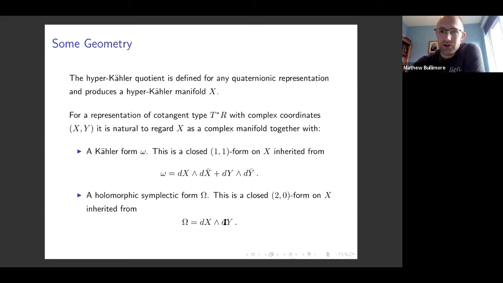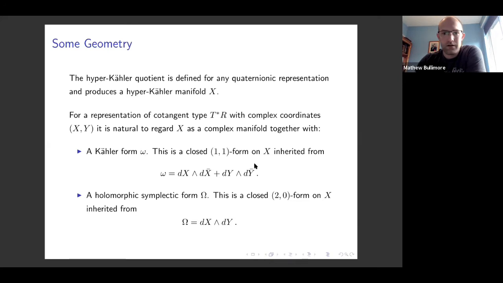And I should say these pieces of structure are important for the physics. If you were to flow to a sigma model onto the target space of this thing, both of these structures would enter in specifying that theory.